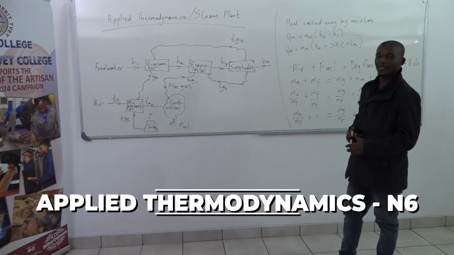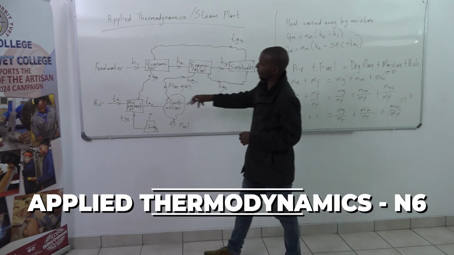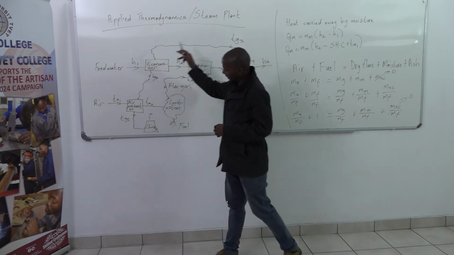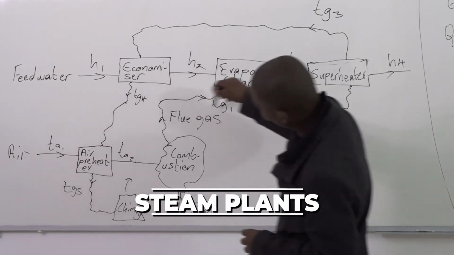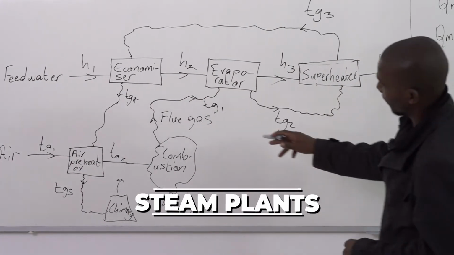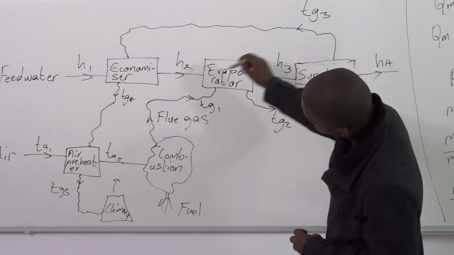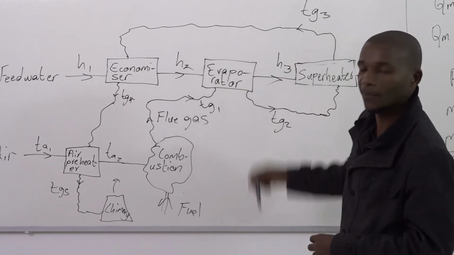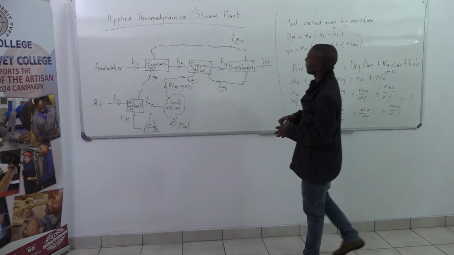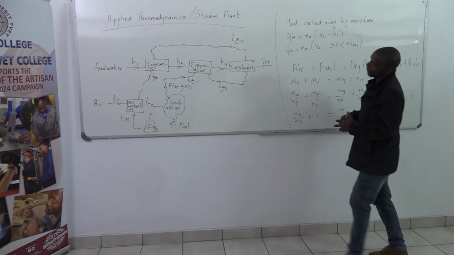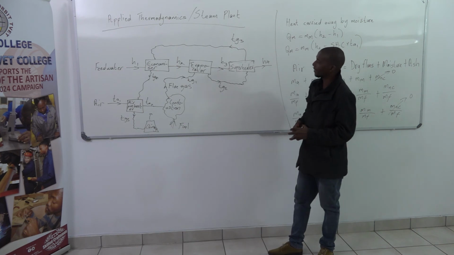In applied thermodynamics, in this chapter, the most important thing that you have to know is the flow diagram of the feed water, and the flow of air to produce the flue gas and the sequence in which this flue gas flows through the various components of the plant. Once you understand this flow diagram, it becomes simpler to solve the questions. To solve the questions, you just apply the knowledge that you have from N5 power machines.